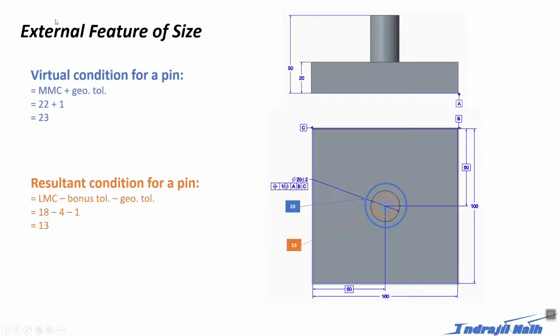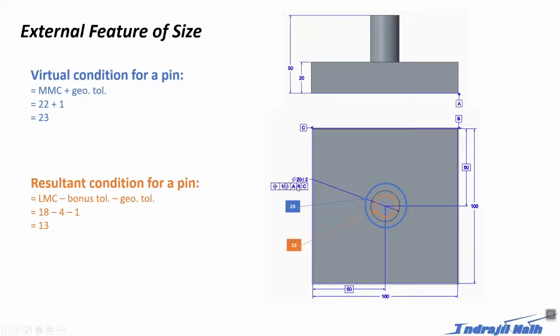Let's take an external feature of size. You can see the drawing on the right hand side. Your drawings won't be this gray, they will be white, but I have taken this so that it is easier to understand. Here it has a pin of diameter 20 plus or minus 2 tolerance and a position tolerance with maximum material condition. In maximum material condition, the pin will be larger, which is 20 plus 2, because at that condition the part will have maximum material in it. It will be the heaviest.